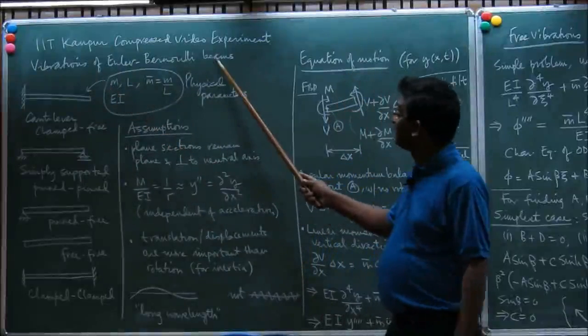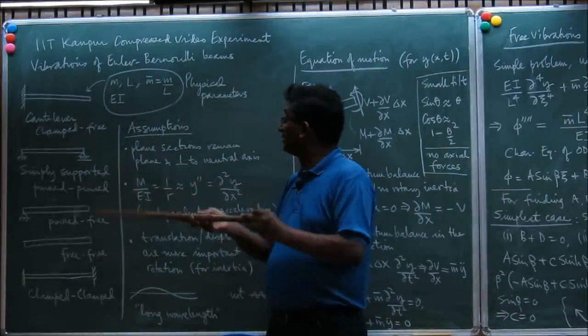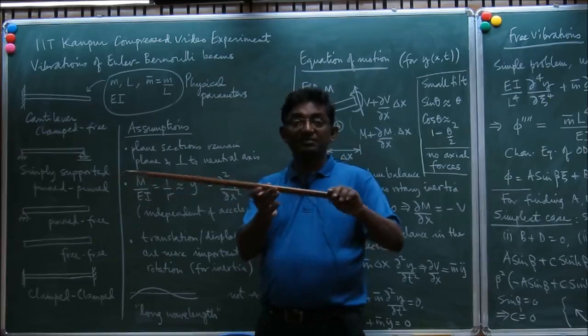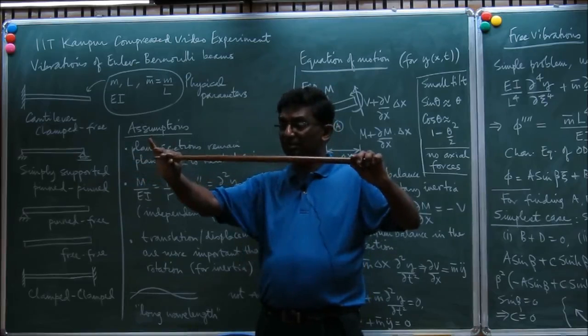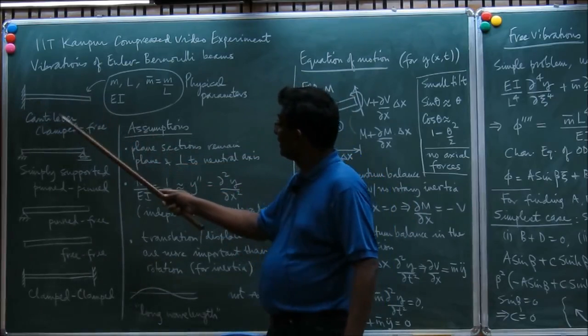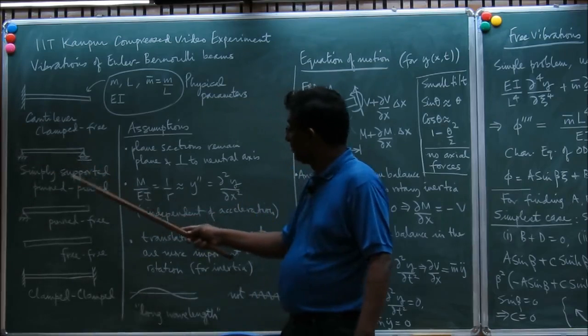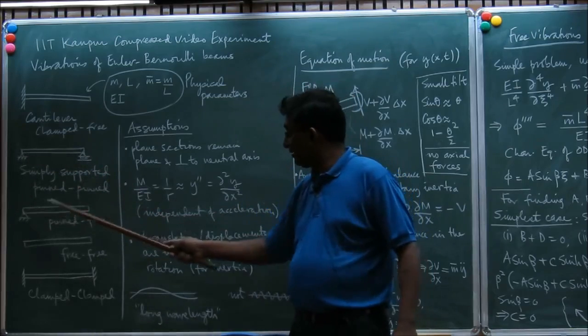Vibrations of Euler-Bernoulli beams. These are rod-like structures like this. The boundary conditions may be fixed in various ways. Properties are uniform along the rod. This boundary condition, clamped on the left, free on the right, is usually called cantilever. This is simply supported, pinned here and pinned here. Pinned, pinned, pinned, free.